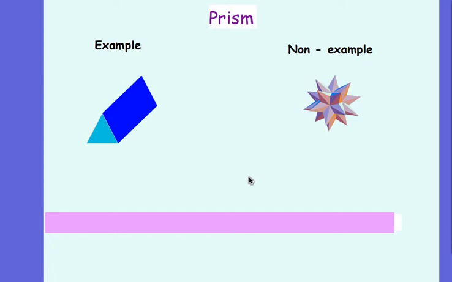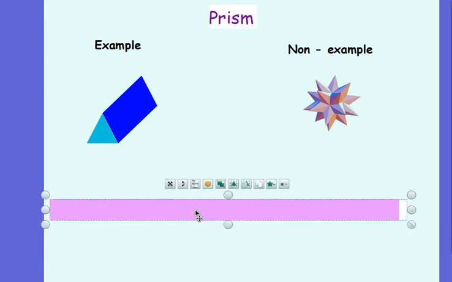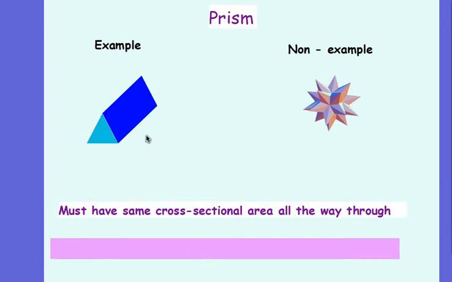How about now? What do you reckon's got to be true about a prism? Again, this proves that it needs to have the same cross-sectional area all the way through. The triangular prism has got the same triangle all the way through if I sliced it, whereas this weird looking shape has a different cross-sectional area as I sliced it through.